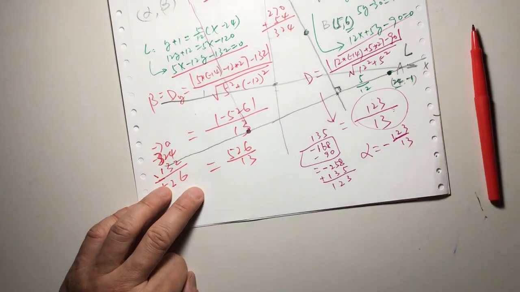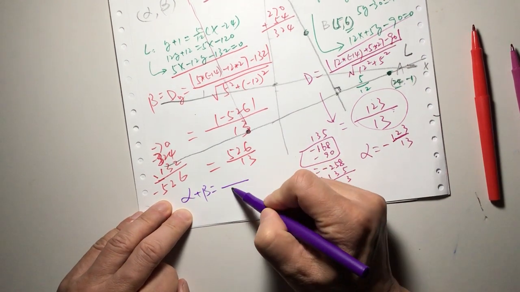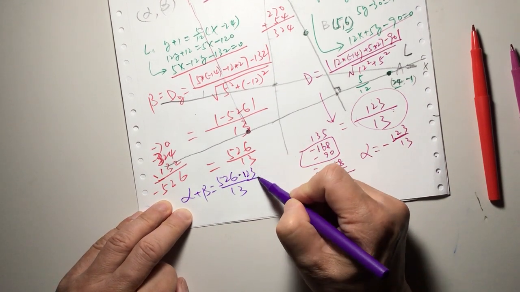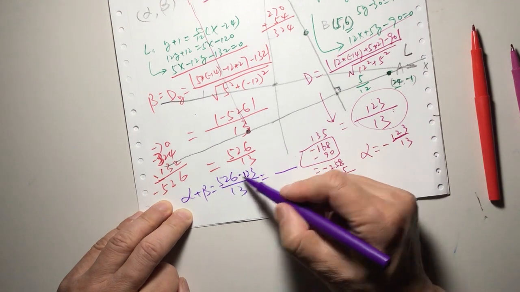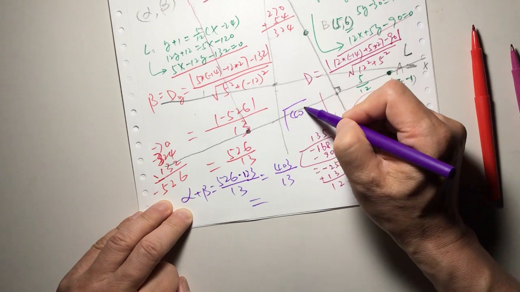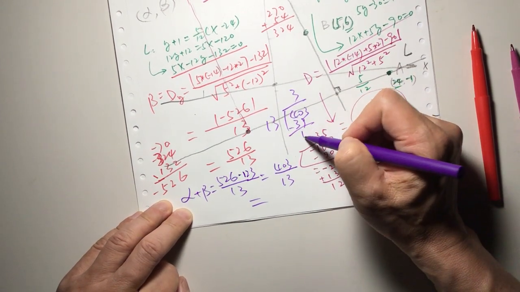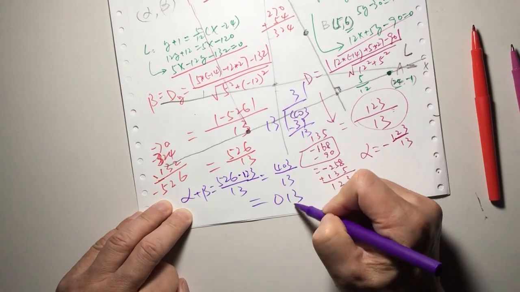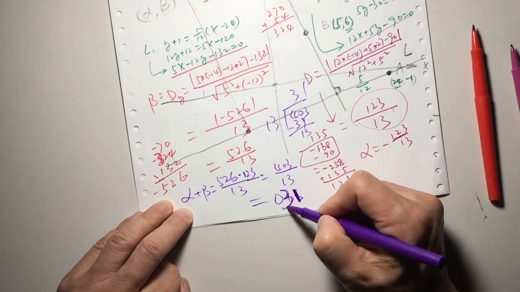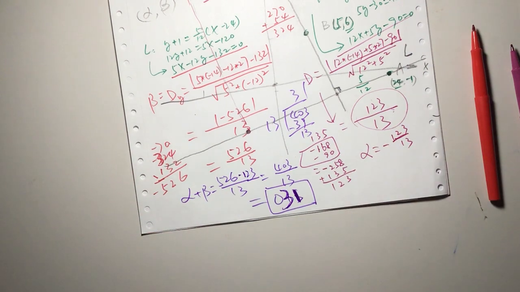Now finally we get alpha plus beta. Alpha plus beta equals 526 minus 123, over 13, which is 403 over 13. We know 403 divided by 13 is 31. So that's the final answer, 31. We're done.